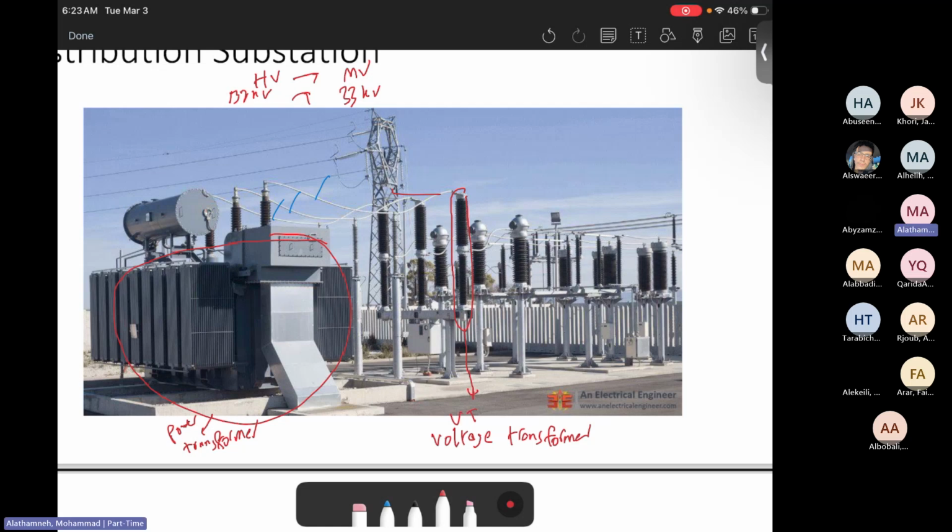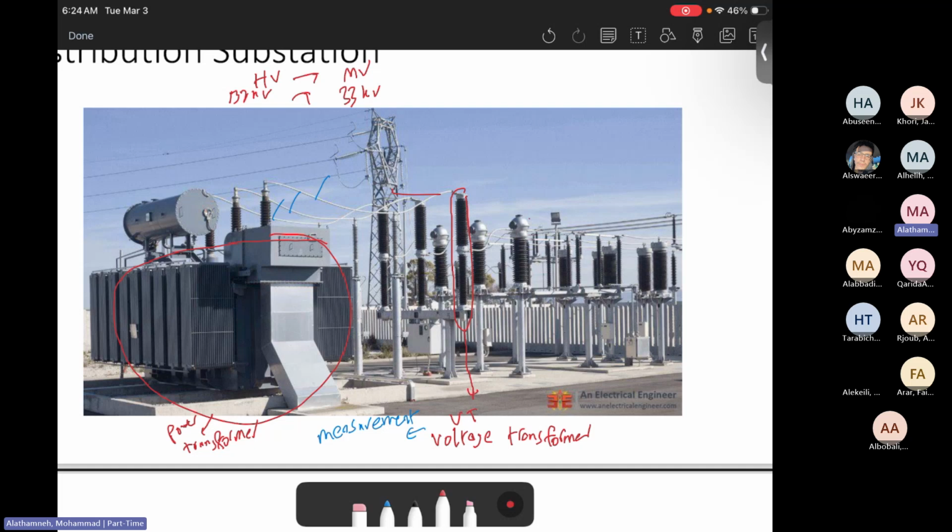So what's the difference between power transformer and voltage transformer? Power transformer is used to transfer the power and convert the voltage from 132 kilovolts to 33 kilovolts. In addition to that, it supplies power. However, voltage transformer is used only for measurement purposes. It's not used to power up devices. As a shortcut, we call it VT, which is used to measure the voltage. And of course, we have three of those because we have three phases, one for each phase.